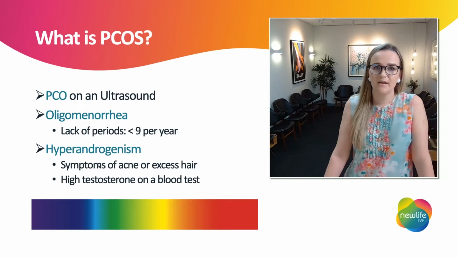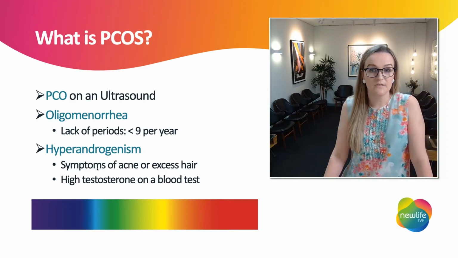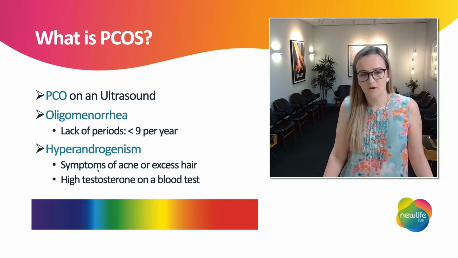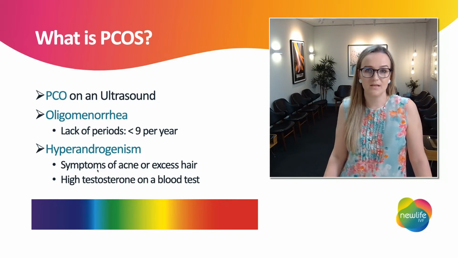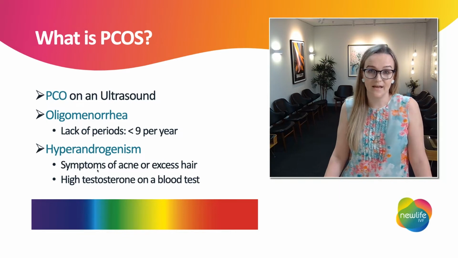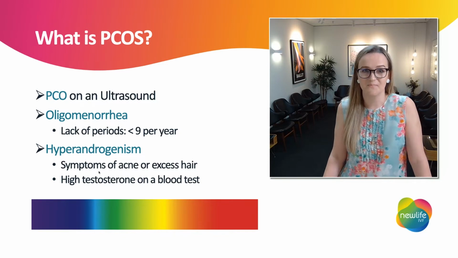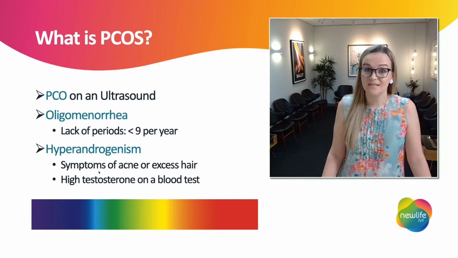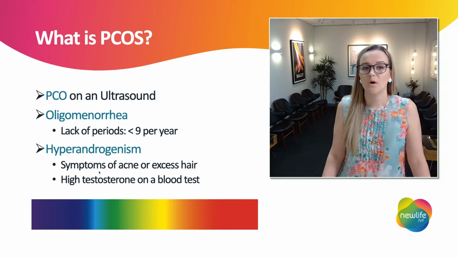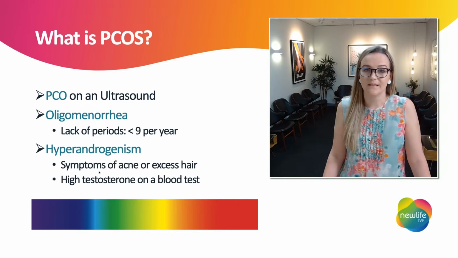And we actually now have very strict criteria for diagnosing PCOS. So first, you need to have PCO on the ultrasound. Second, you need to have oligomenorrhea, which means lack of periods, and we usually say less than 9 per year. Third, you need to have hyperandrogenism, and that means either symptoms of acne or excess hair, or hyperandrogenism proven on a blood test with high testosterone.